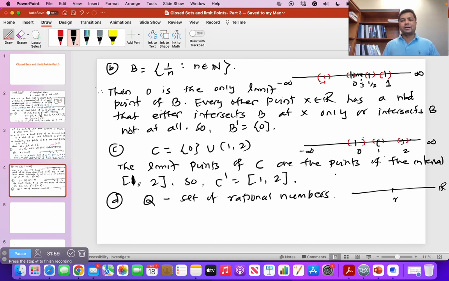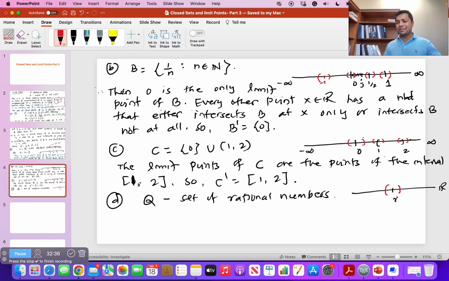Let's say that is my rational number, and the open interval containing this rational number contains both rational and irrational numbers. No matter which open interval you take, it will have both rational and irrational numbers. That means that interval will intersect Q at some point other than r. So that means this rational number is a limit point of Q.